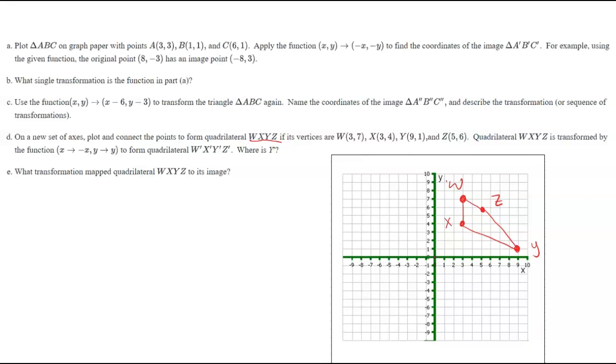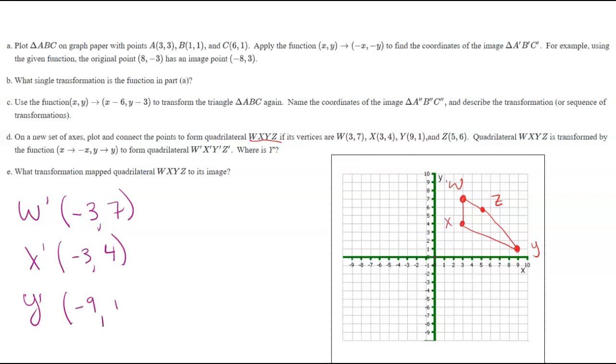Okay, so then what it says is how we're going to translate it. So my W prime, my X is going to turn into a negative X. So 3 is going to turn into negative 3. But notice that my Y stays exactly the same. So it'll stay as 7. My X prime is going to be negative 3, and my Y is going to stay the same. My Y prime was 9, so it's going to change to a negative 9. And then my Y stays exactly the same. And then my Z prime started with a 5, so now it's going to be a negative 5 and a positive 6.